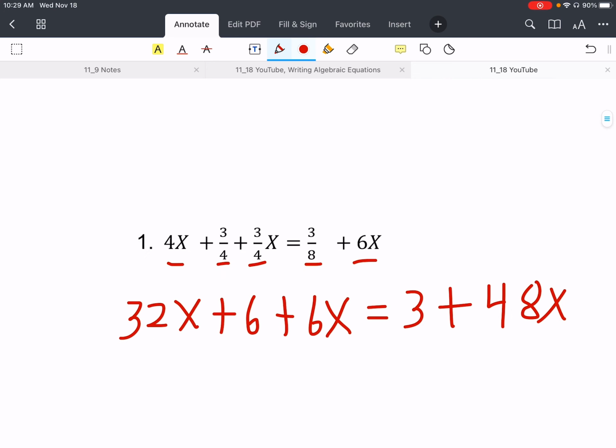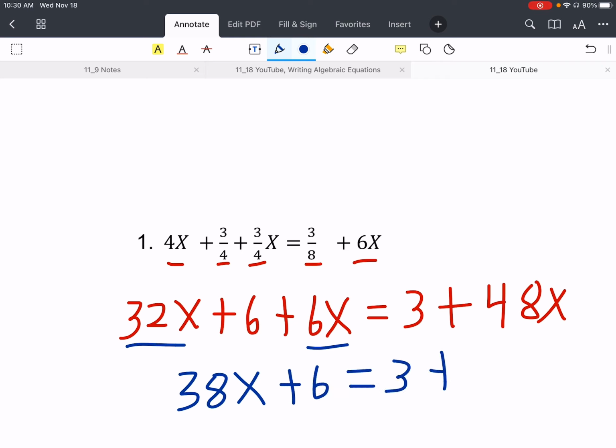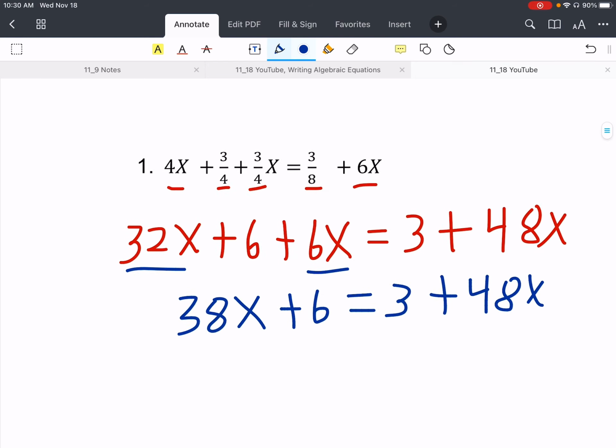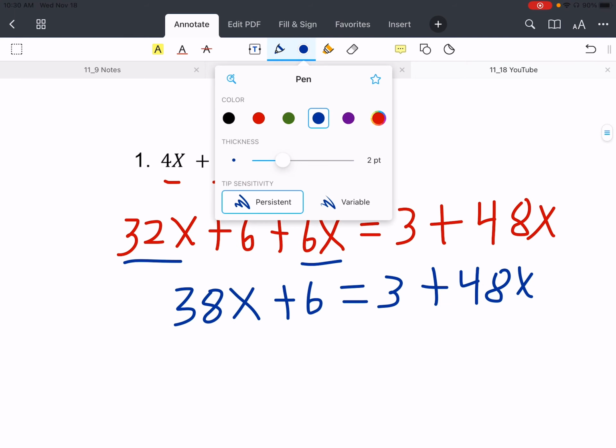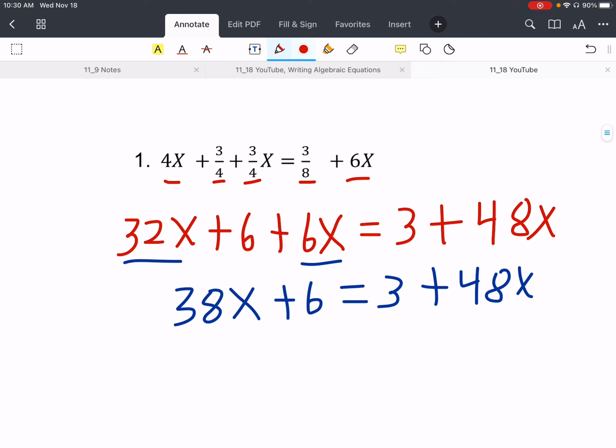So now what we can do is we can still combine our like terms. So we combine 32x and 6x. So 38x plus 6 equals 3 plus 48x. Now we notice we've combined all the like terms on certain sides, so we're going to need to cancel them out. We cannot just add 38x and 48x together.